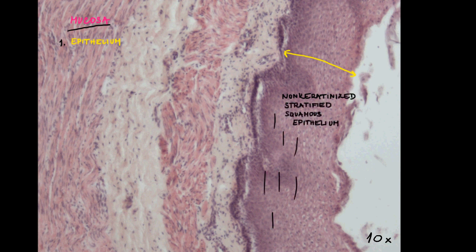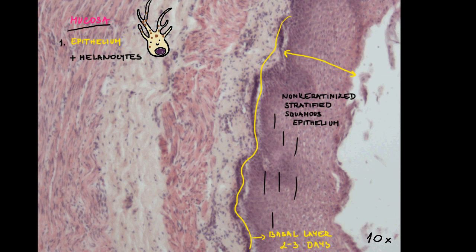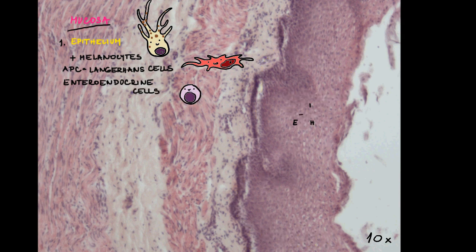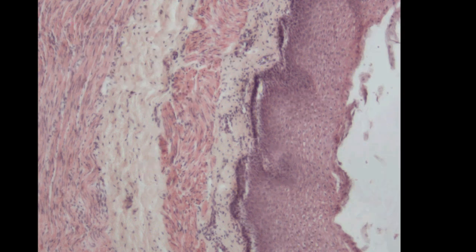This epithelium is very resistant and all cells need to be continuously replaced by new ones. New cells differentiate from the basal layer and have a lifespan of 2 to 3 days. We can scarcely find melanocytes, antigen-presenting cells, Langerhans cells, and enteroendocrine cells in the epithelium. We will tackle the issue of these cells in the next videos.